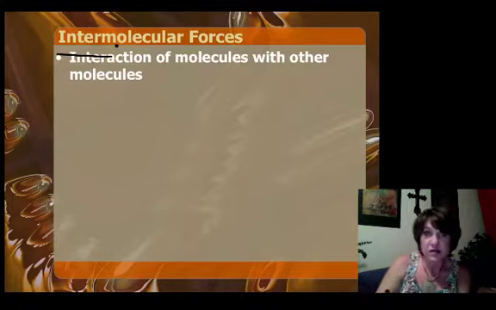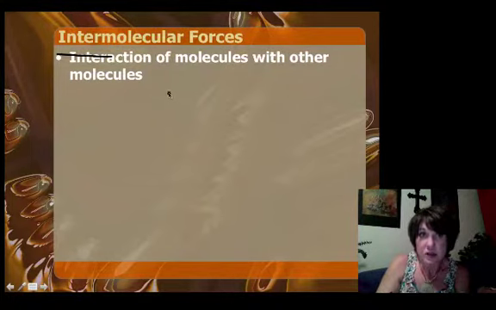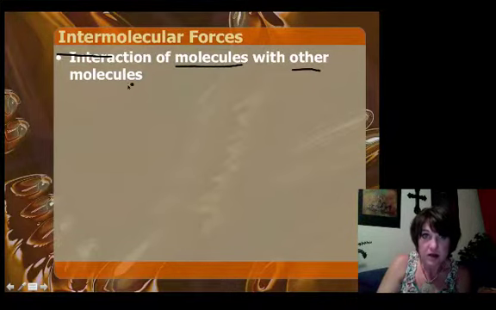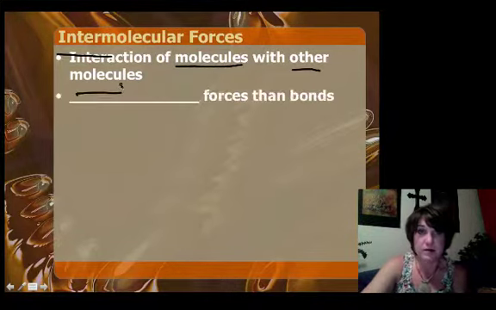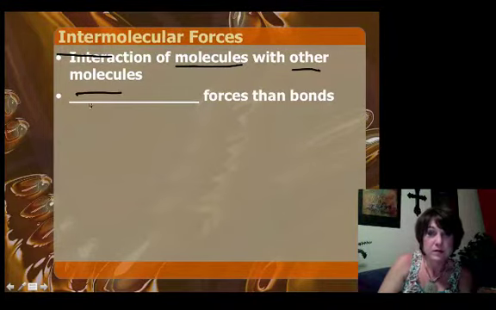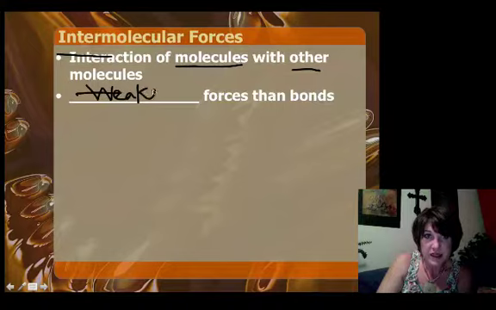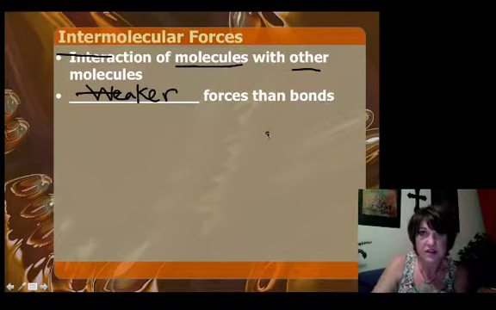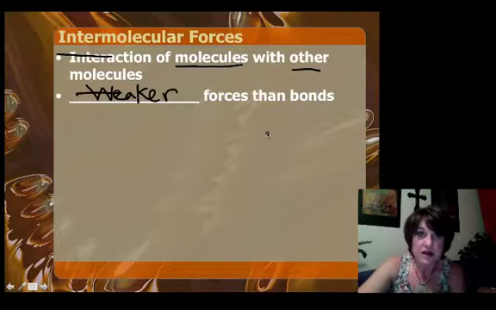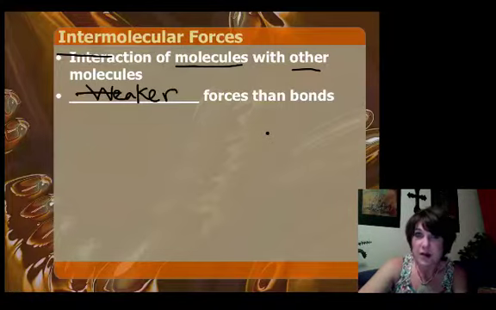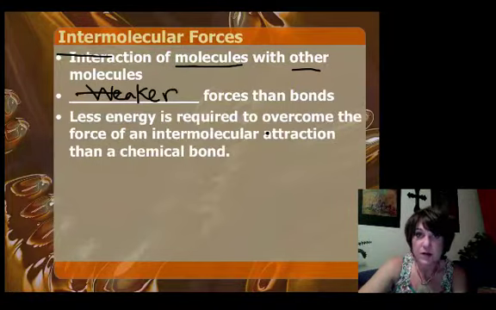So this is what we're talking about now. Intermolecular forces describes the interactions of molecules with other molecules. And when we look at intermolecular forces, we're talking about forces that are weaker than bonds. So they don't formally bind two molecules together, but they do produce a great impact that we're going to need to be able to discuss.